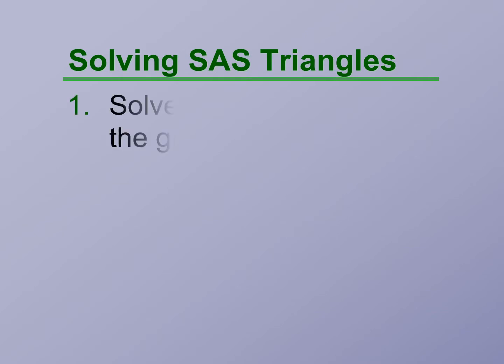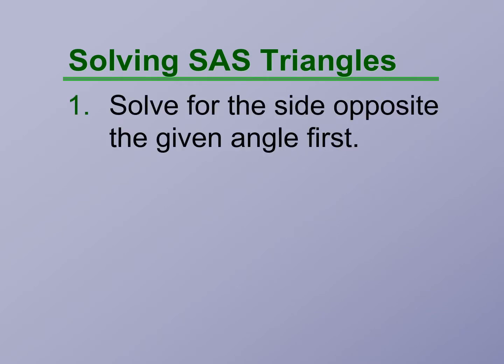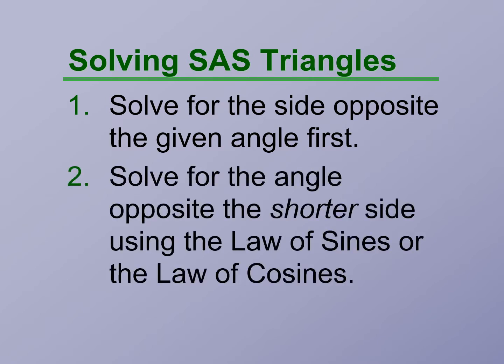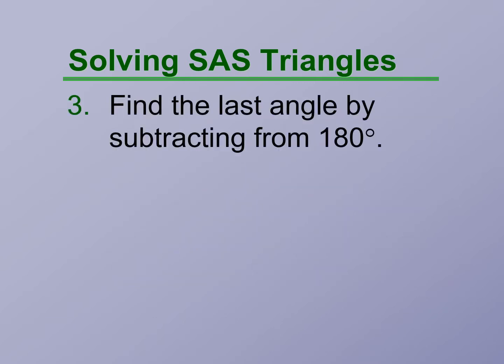The first thing you want to do is solve for the side that's opposite the given angle. That's the first thing you want to do. And then once you have that, you're going to solve the angle opposite the shorter side using the law of sines or the law of cosines at that point. You can find the last angle by subtracting from 180 degrees.